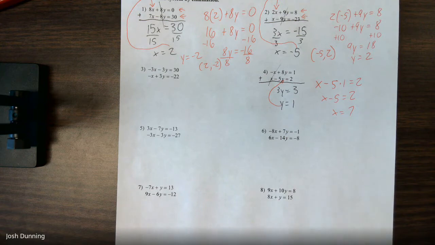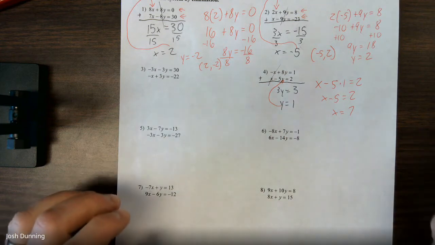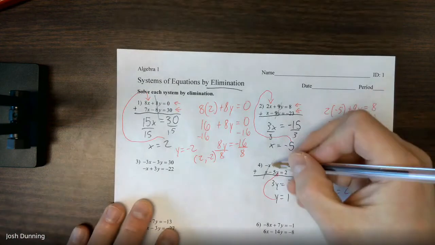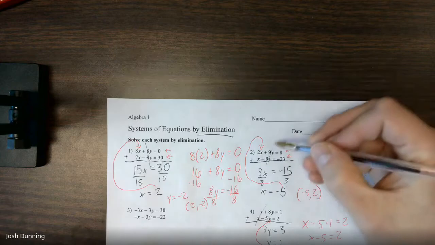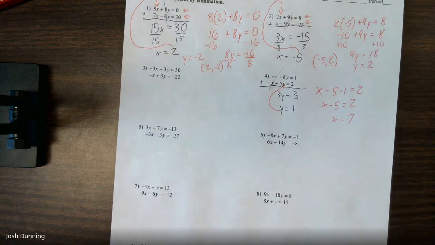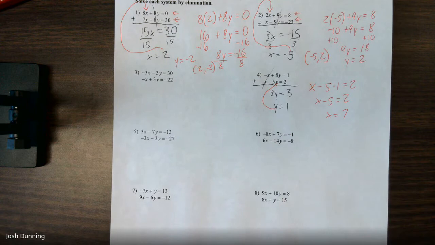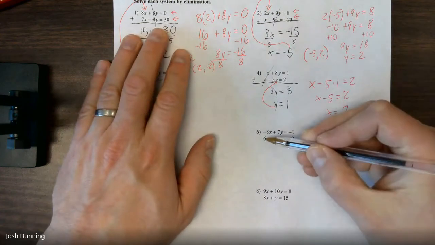We need to get the same number, but with opposite signs, just like negative 1 and positive 1, plus 9 and minus 9. The way we do that is we got to multiply. Now, these are medium ones because you can multiply just one equation to make one of the numbers match, but be opposites.